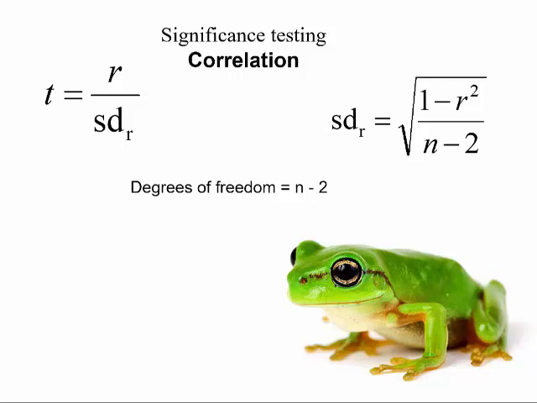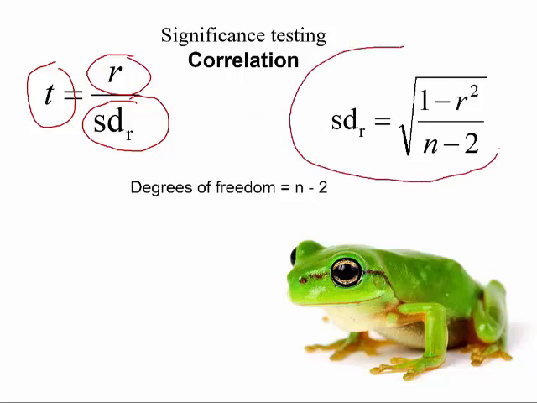Here is the formula for a t. As always, a t-test is a statistic divided by its standard error. So here we have the correlation divided by the standard error of the correlation. And you say, well, is there a formula I can use to calculate my standard error? And I say, yes, there is. Over here we have our formula for the standard error.